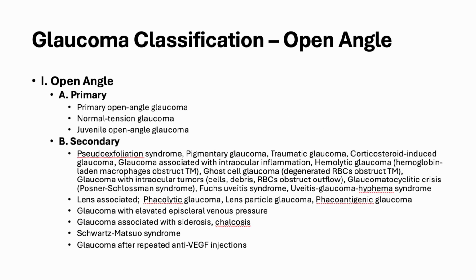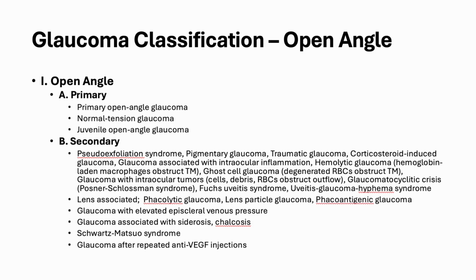Open-angle glaucomas are divided into primary and secondary categories. Primary open-angle glaucoma includes typical POAG with elevated IOP, normal tension glaucoma, and juvenile open-angle glaucoma. Secondary open-angle glaucomas are due to identifiable causes that block or damage the trabecular meshwork.